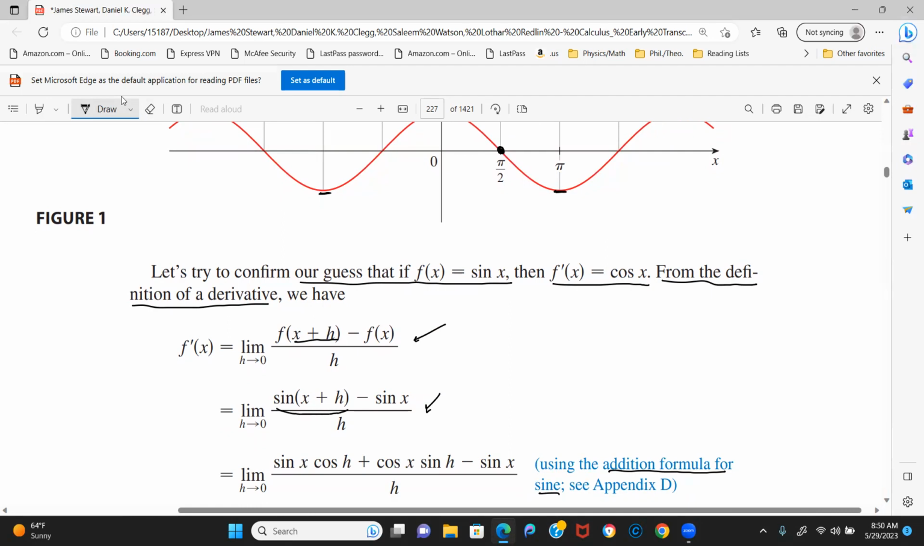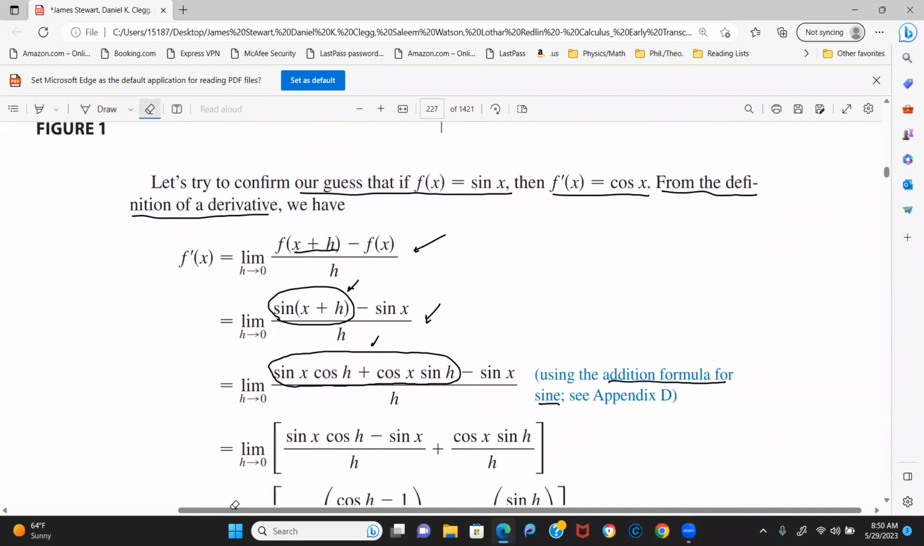They're actually useful. So this thing right here, sine of x plus h, when you use this addition formula, I'll let you look that up if you want to, but this is the formula right here. Sine of x plus h is the same thing as sine of x times cosine of h plus cosine of x times sine of h, like that. So this thing is equal to this thing right here. This is called the addition formula.